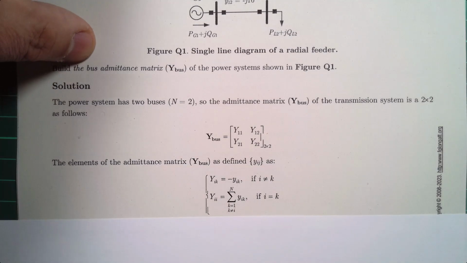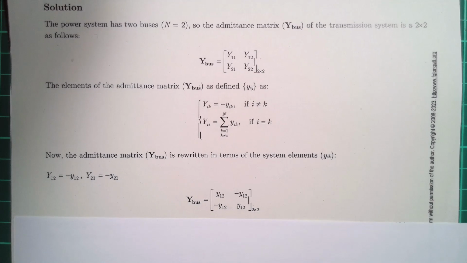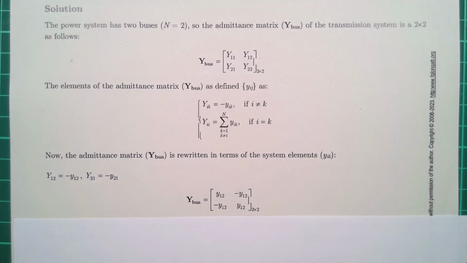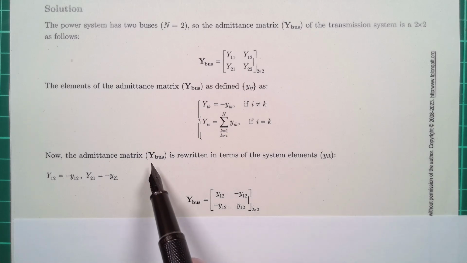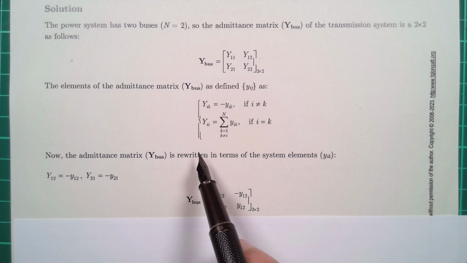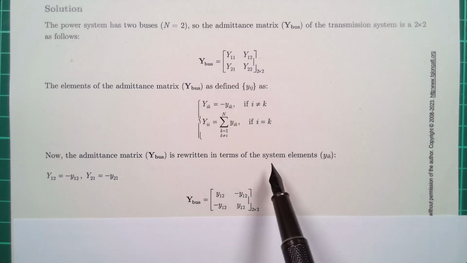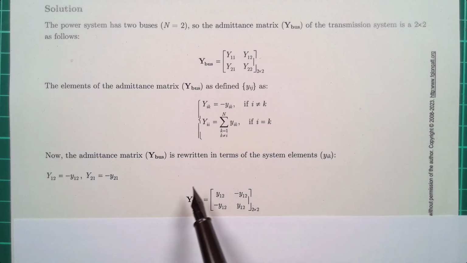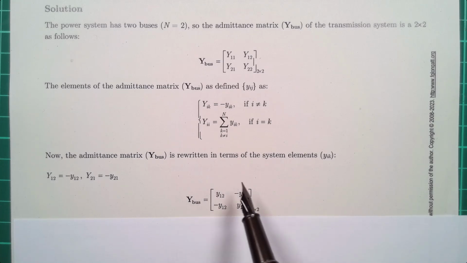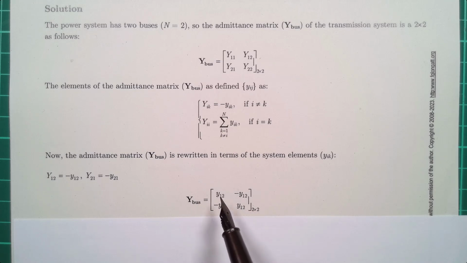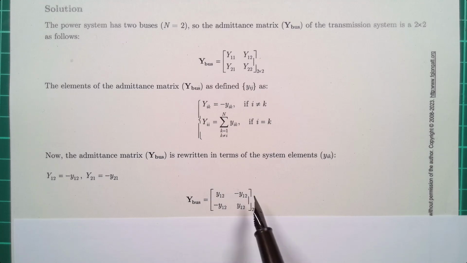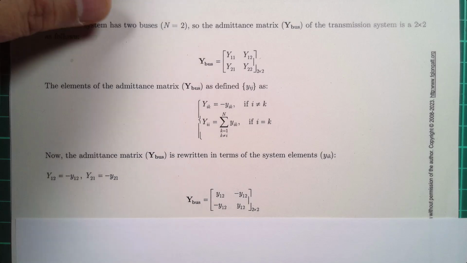Well, if we use those equations, building the admittance matrix is just a substitution work. What I'm telling you is that the admittance matrix can be rewritten in terms of the system elements or physical admittance. And as you can see over here, the 2 by 2 admittance matrix of this system has the same element in the main diagonal, and that is the positive value of the admittance connecting busbar 1 and 2. And outside the diagonal, we have minus the admittance connecting the busbar 1 and 2. This is very, very simple.